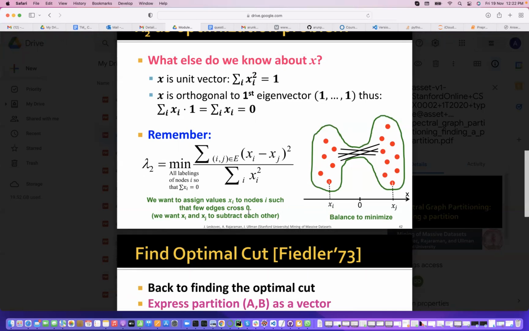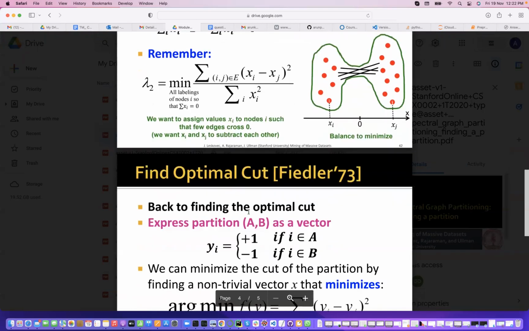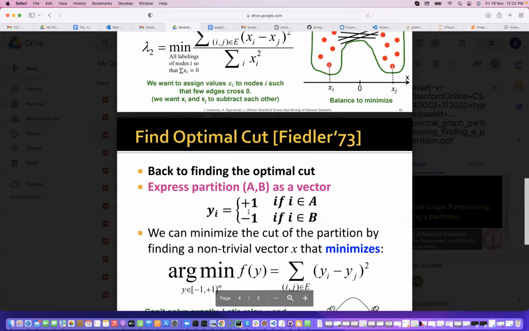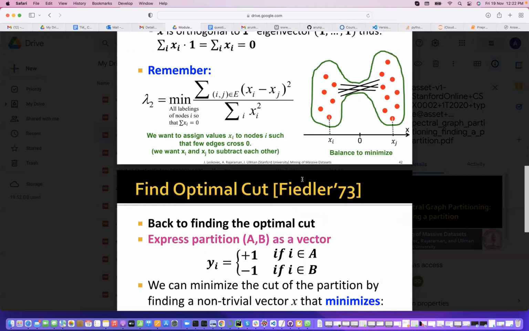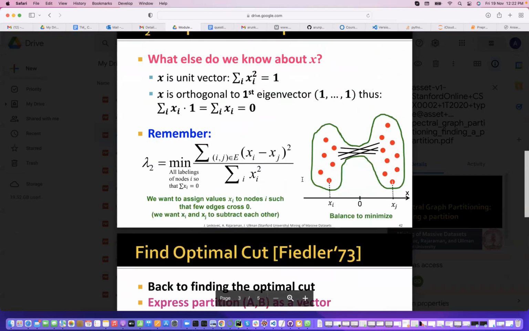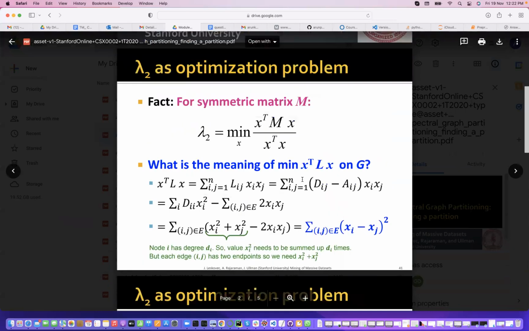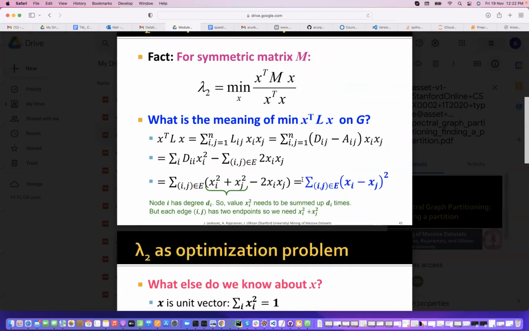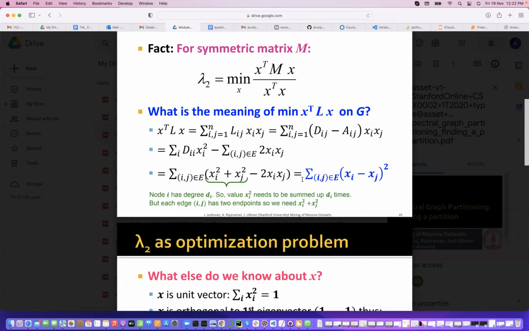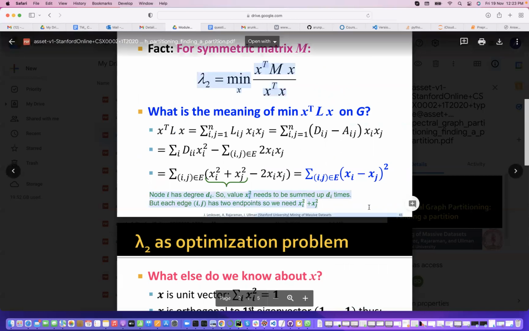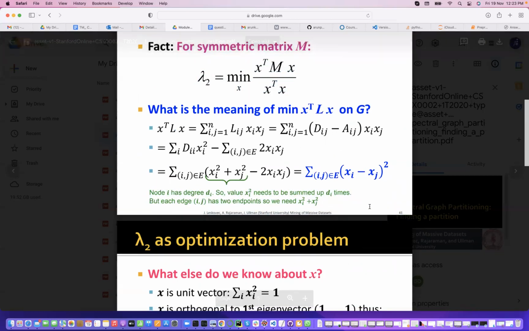Crossing 0 is nothing but external edges. So back to finding the optimal cut. Where are we using this lambda 2? Each node has degree di, so the value xi square need not be summed di times, but each edge ij has 2 endpoints. So we need xi square plus xj square.